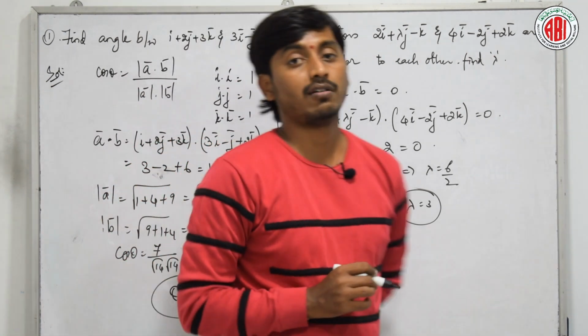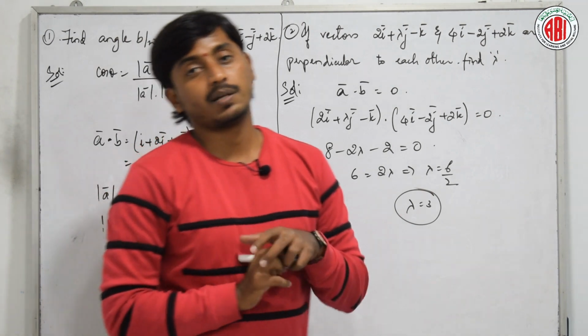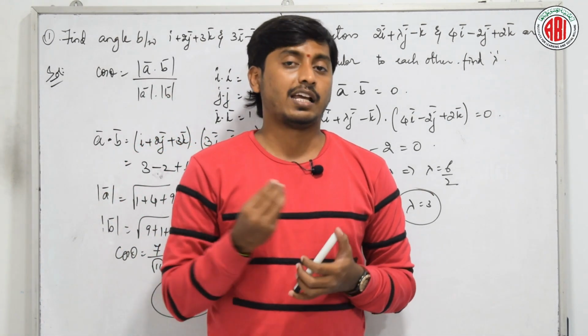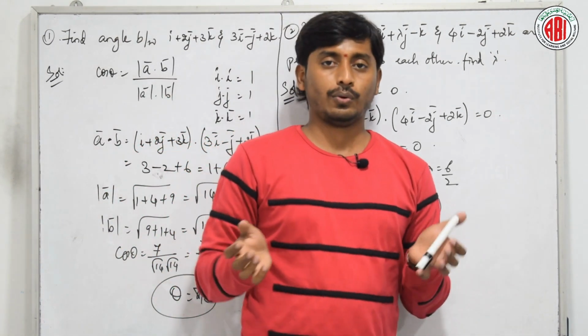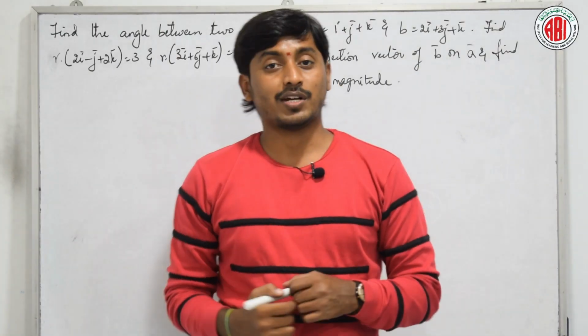Is it not easy to solve? Yes, right. The only condition we have to remember is when two vectors are perpendicular, we can directly tell their dot product is always 0. Okay, fine. Shall we move on to the next problem? Let's do. Look at this question here.